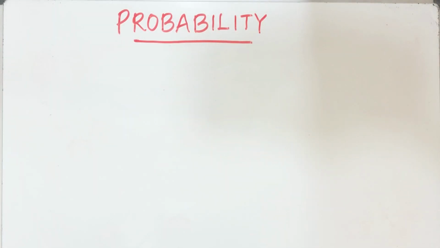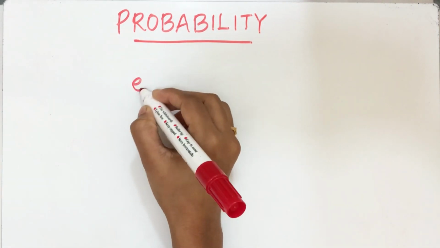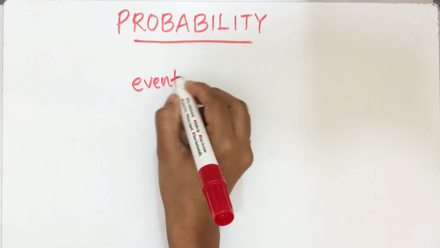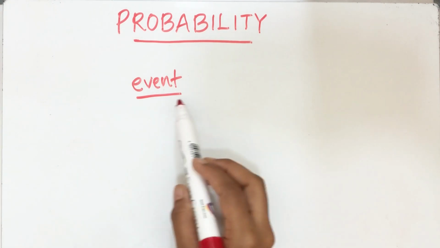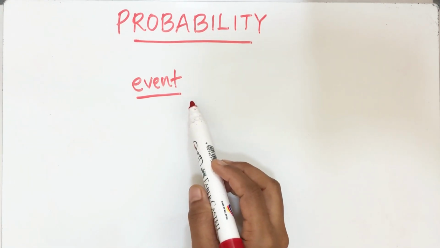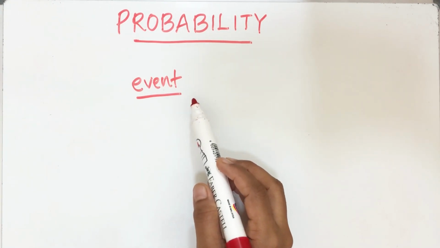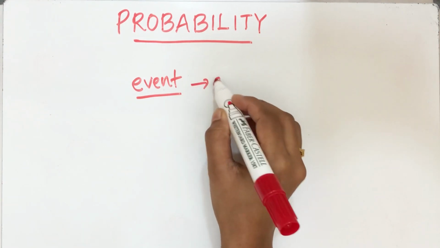Probability is the branch of mathematics concerning numerical description of how likely an event is to occur or how likely it is that a proposition is true. Or we can say it is the measure of uncertainty of an event numerically. So, what is an event? An event for an experiment is the collection of some outcomes of the experiment.